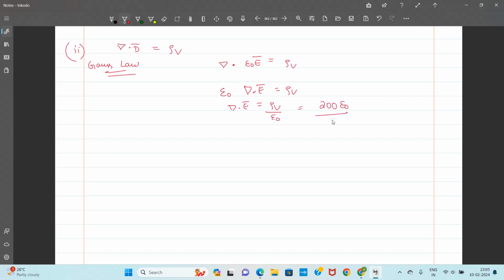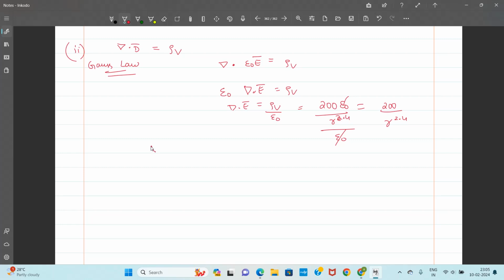So according to Gauss law, we know del dot D is equal to rho V. This is the second part of the question where we are going to use Gauss law. Del dot D can be written as epsilon naught into E bar, that is equal to rho V. Epsilon is a constant which can be kept outside. So you'll get del dot E is equal to rho V by epsilon naught. And in the question, rho V was given as 200 epsilon naught by R power 2.4, whole thing divided by epsilon naught. So this epsilon naught gets cancelled. We will get 200 by R power 2.4.